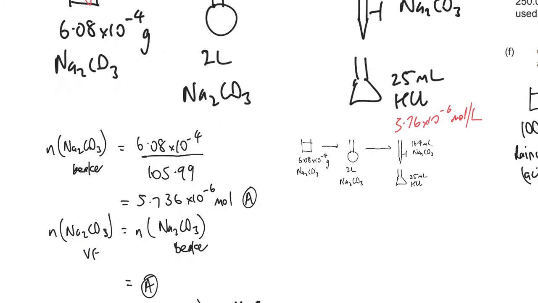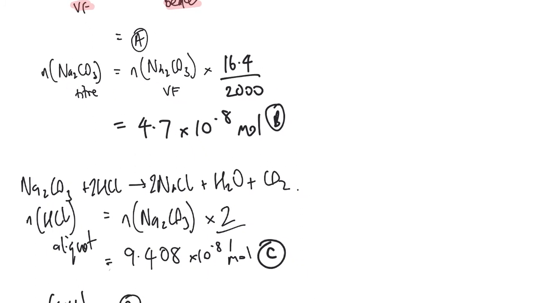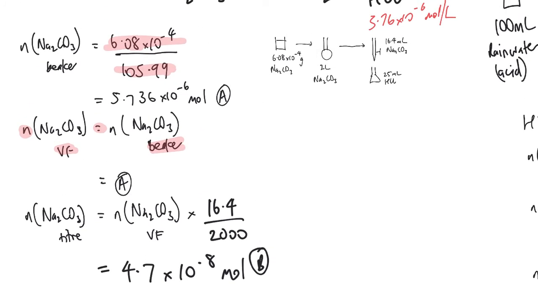First of all, I work out the number of moles of sodium carbonate inside that beaker, just by using m over big M. Now I've got the number of moles of that, I need to work out the number of moles in that volumetric flask. The number of moles in the beaker is equal to the number of moles of the substance in the volumetric flask because they completely dissolved it. Then, the number of moles of sodium carbonate in the titer and the number of moles in the volumetric flask, remember, are two different things.